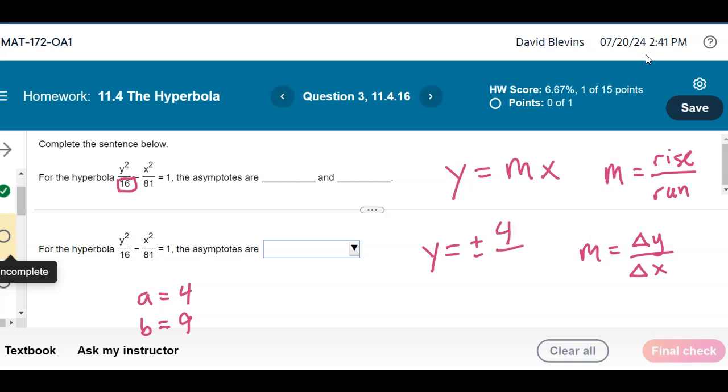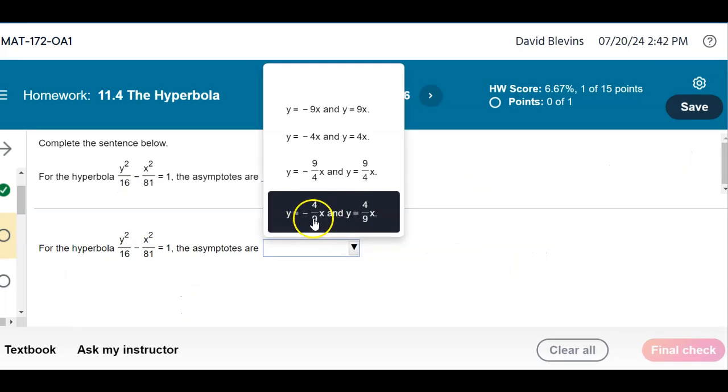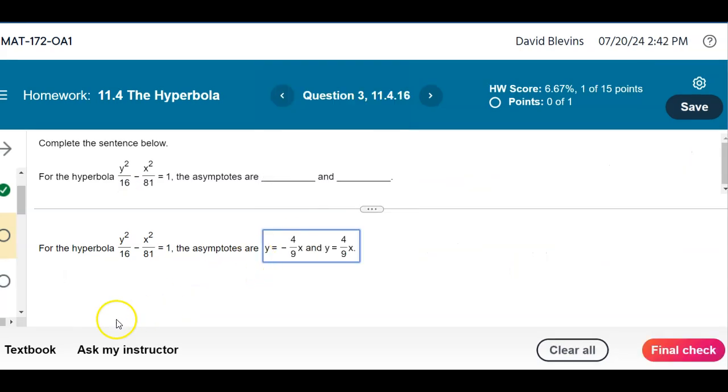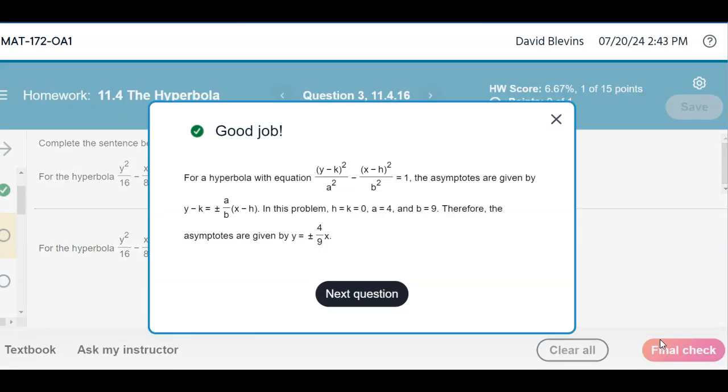Run is plus and minus the stuff underneath x, that's plus and minus 4/9. So the asymptotes are going to be positive 4/9 x and negative 4/9 x. So that is the bottom choice there. One's negative, one's positive. But you have to make sure that you have your y's on top and your x's on the bottom, the change in y over the change in x.